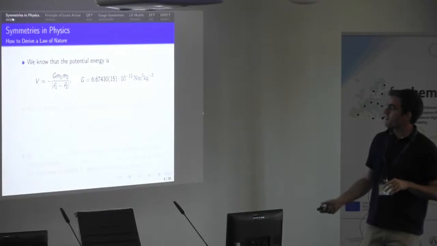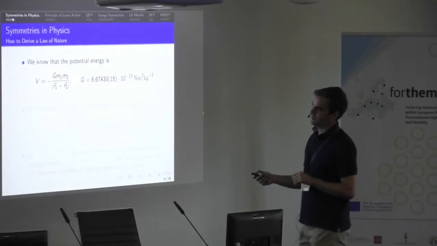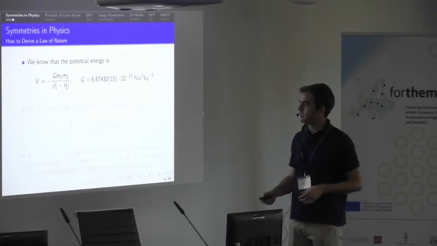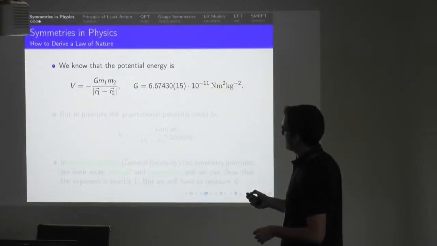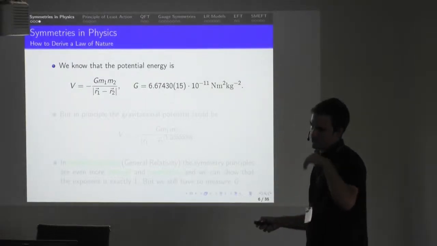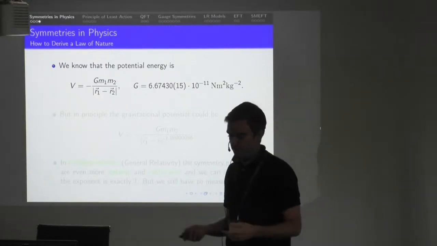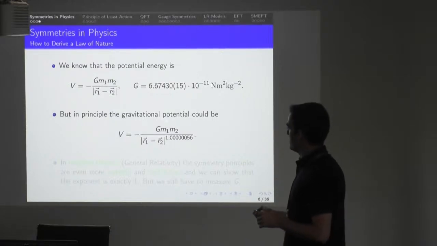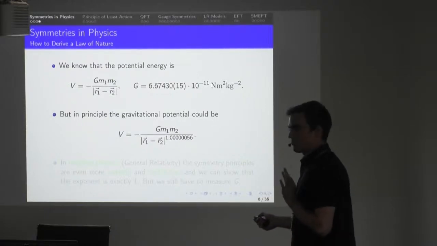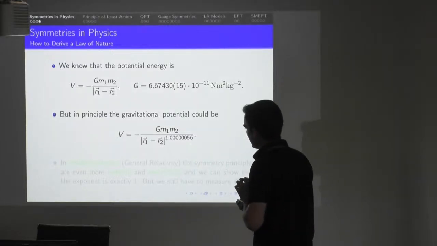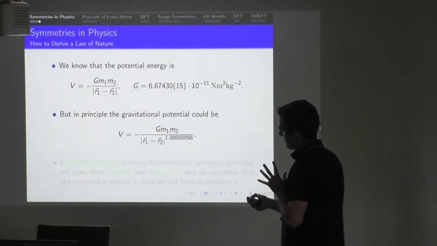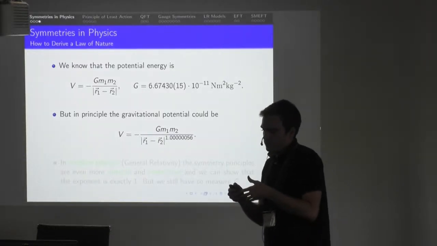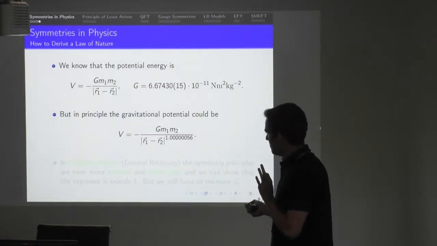OK. We know that the potential energy is given by this expression, which indeed only depends on the distance between the two particles. And we have here the gravitational coupling constant G, which has this value, that we have to measure in a normal experiment. But in principle, the gravitational potential could have this expression, where there's only a tiny difference between this formula and this one, right? Probably this difference cannot be measured in an experiment because it is extremely tiny.